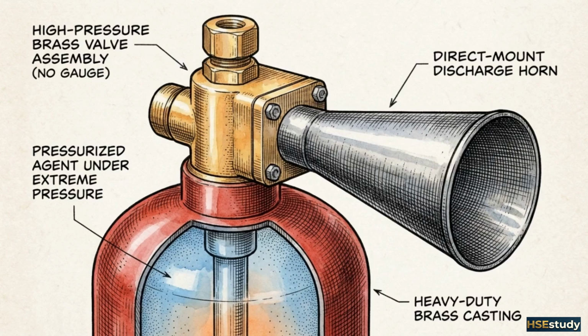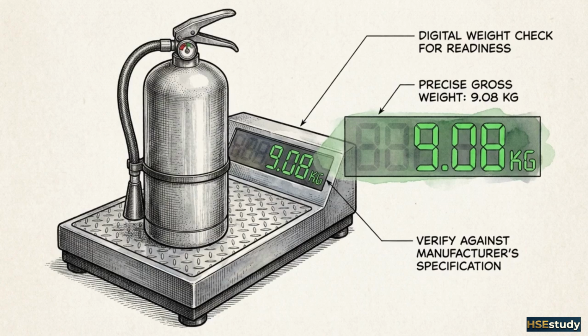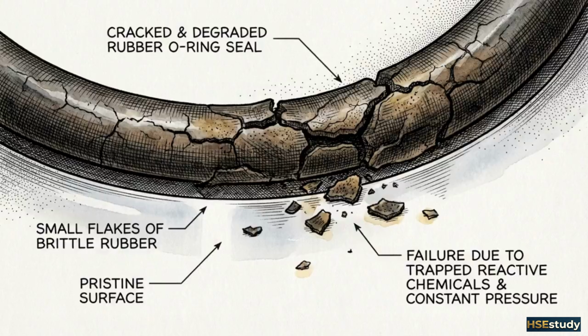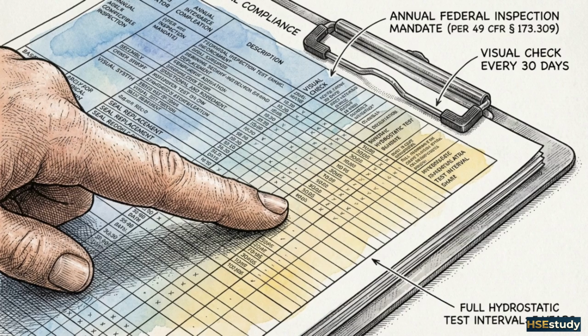There is a notable technical exception. Carbon dioxide extinguishers house liquid under such extreme pressure that a gauge would be unreliable. Their readiness is verified strictly by weighing the cylinder. Trapping reactive chemicals under constant pressure causes internal seals to degrade over time. This physical reality drives the strict, federally mandated inspection timelines.